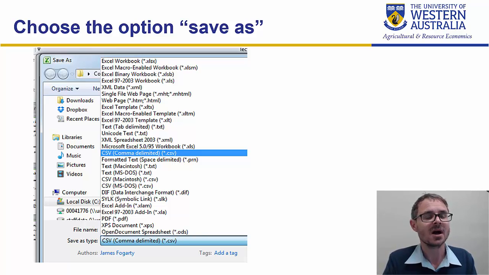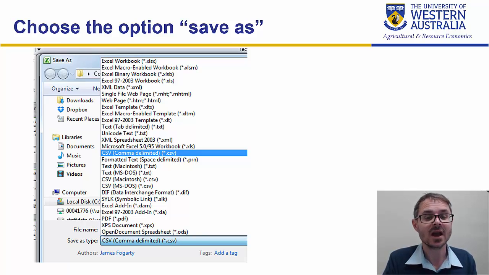You might get some crazy message saying, yes, some features are not available if you save it as a CSV file. That is true, some features are not available. For example, you cannot have multiple tabs in your file, but we don't want multiple tabs. So we're quite happy to have CSV files, and that's what I want you to use when you want to read data into R from Excel.